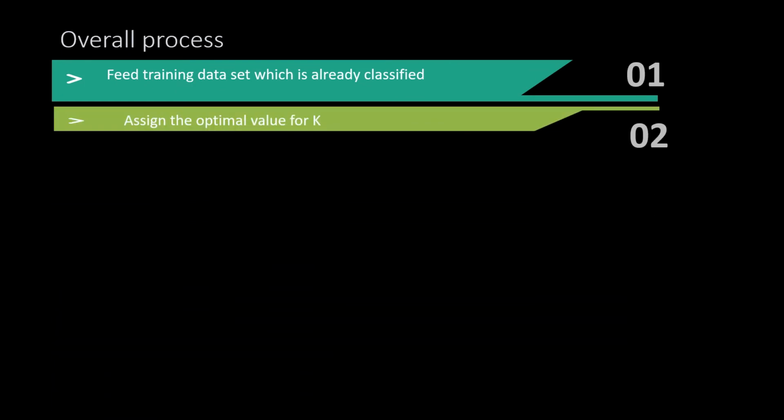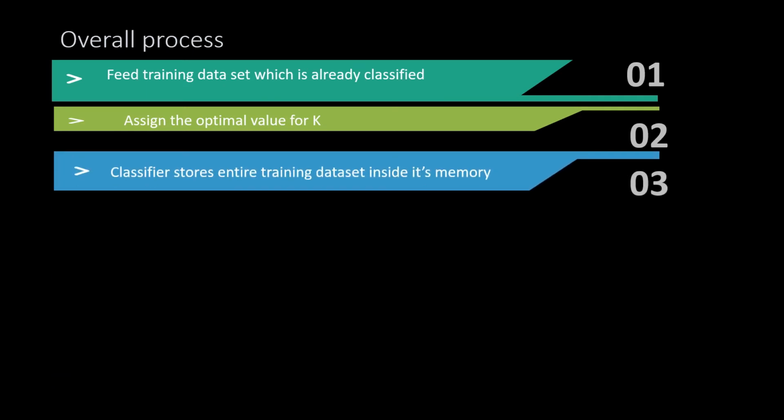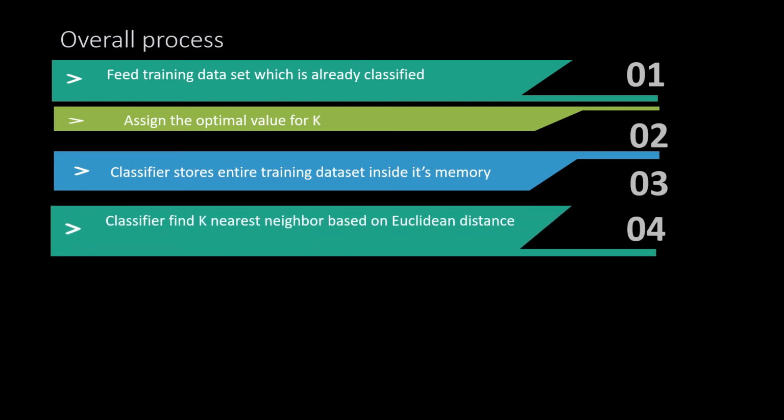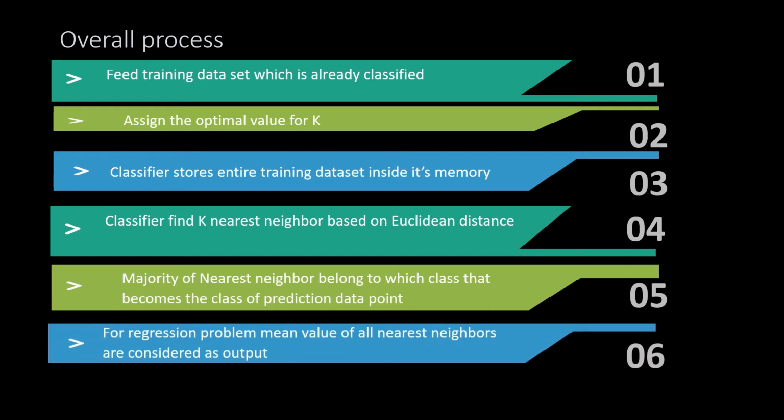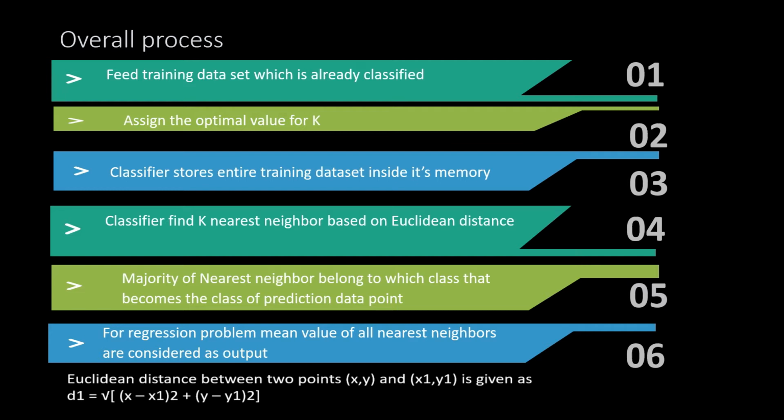The overall process is: we feed training datasets which are already classified. We assign an optimal value of k. The classifier stores the entire training dataset inside its memory and the training phase is over. During the prediction phase, we feed a test data point. The algorithm determines the Euclidean distance between the test data point and each of the data points in the training dataset already stored in memory. Euclidean distance is calculated as the root of the sum of squares of differences of each feature with the respective features of the test data point.